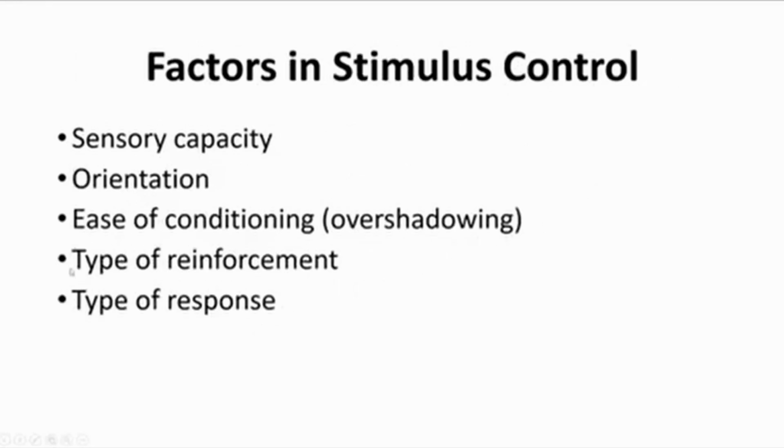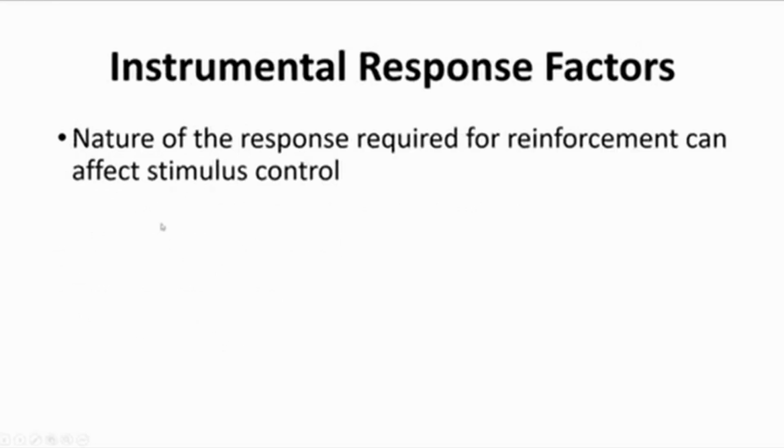All right, and so we did our type of reinforcement. Now let's talk about the type of response. We've mostly talked about pressing a pedal, clicking a touch screen, pulling a lever, pecking a key. Those are all different kinds of responses. But we can say that the nature of the response that's required to receive reinforcement can also affect stimulus control.